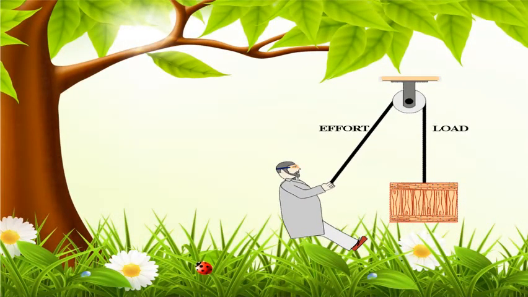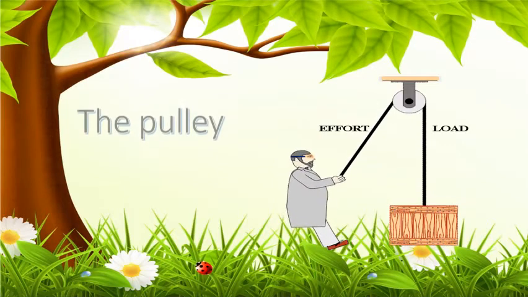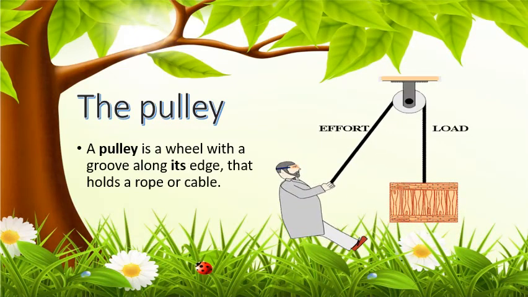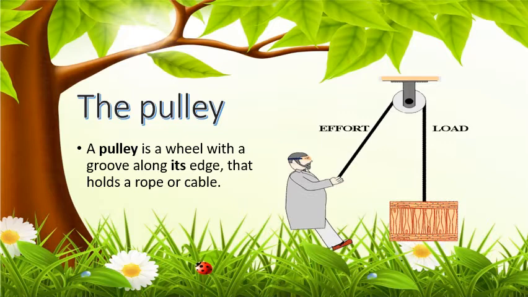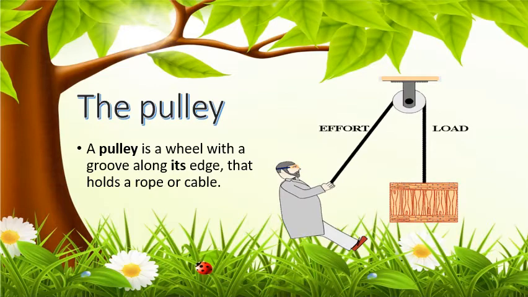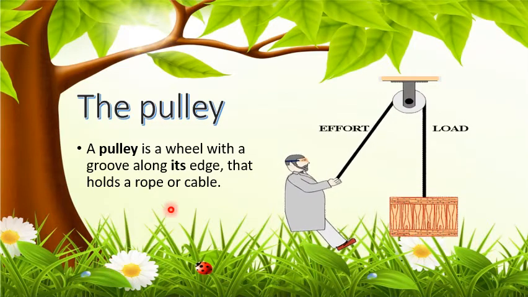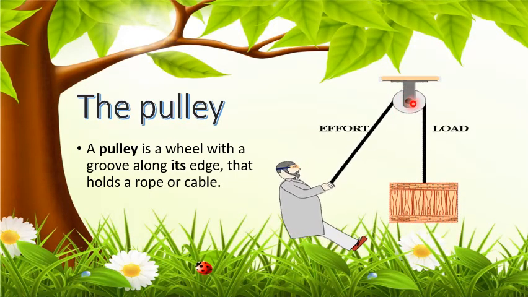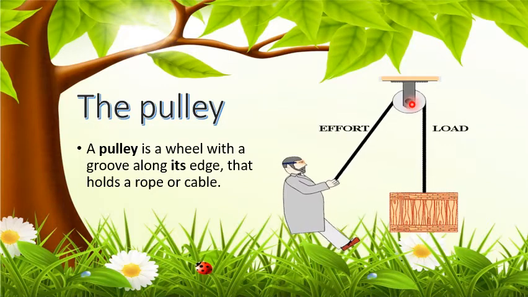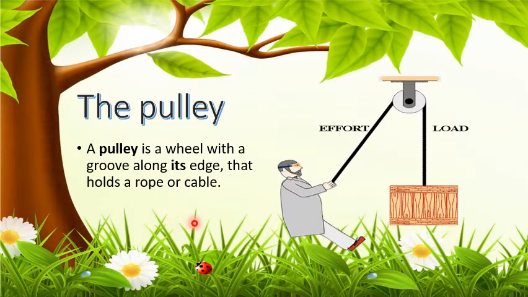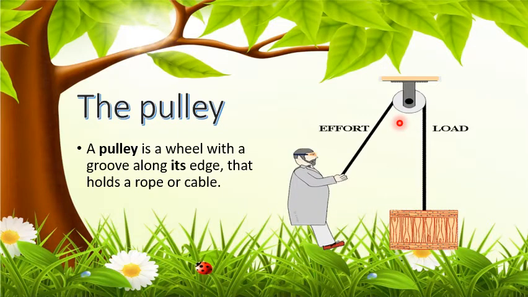So guys, this was all about the lever and its classes. Now we are going to see another simple machine that is named pulley. A pulley is a wheel with a groove along its edge that holds a rope or a cable. So basically, we can see the pulley over here. It is a kind of wheel that has a groove, and the rope is wrapped around it, and with the help of this we can easily change the direction of the force.